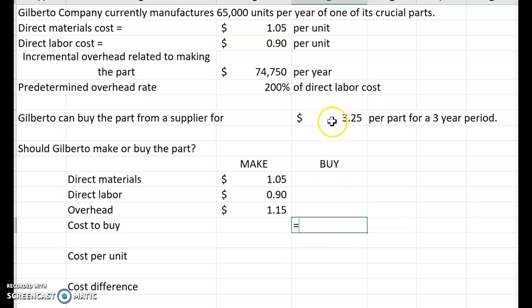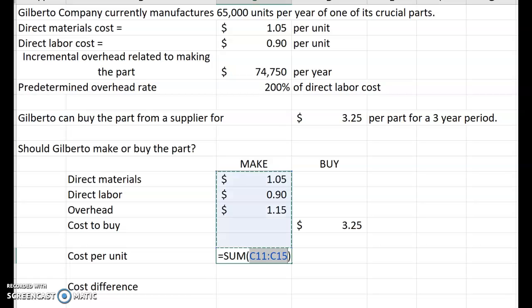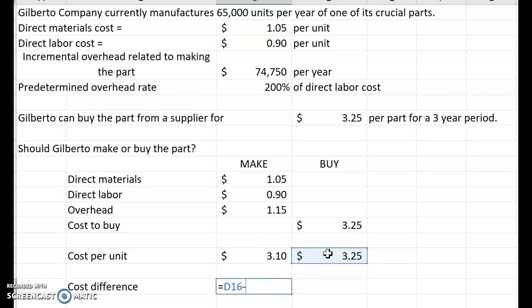The cost to buy the part is $3.25. So our cost per unit to make the part comes to $3.10 versus the $3.25 to buy it. So the difference of 15 cents is going to be the savings that we will have if we continue to make the part. That should be our decision because it costs less to make the part ourselves than it would be to buy it from a supplier.